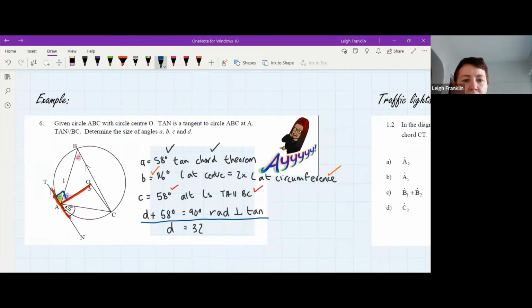Okay, Valerie? Can I ask a question? Yes, of course. Would it be wrong to say that since we have C and A, whereby we say 58 plus 58, then we get 116, then you say 180 minus 116 because angles are on a straight line?